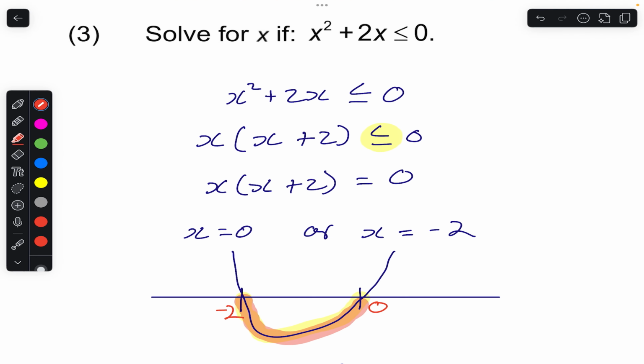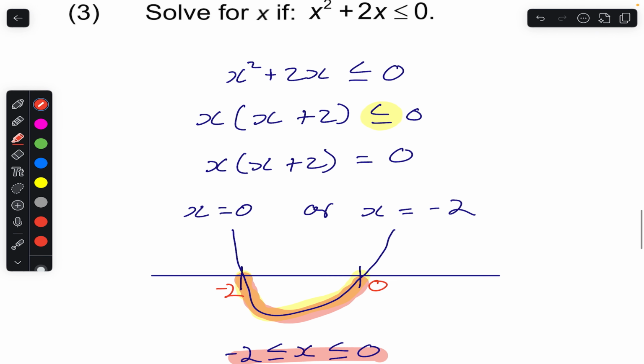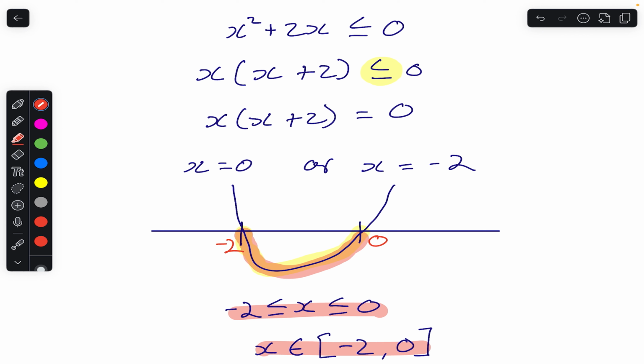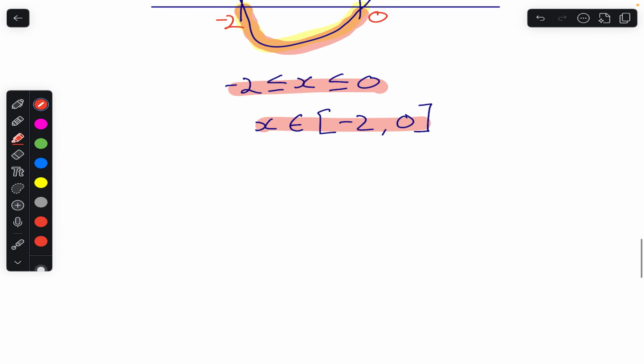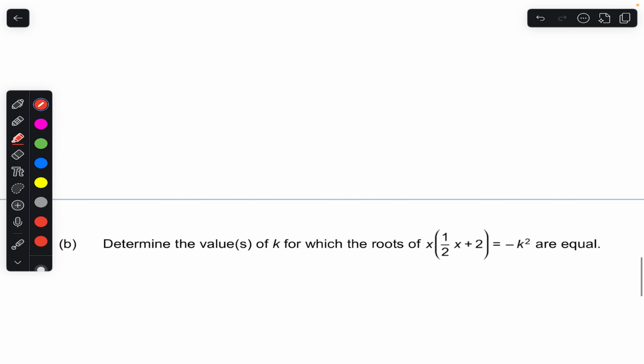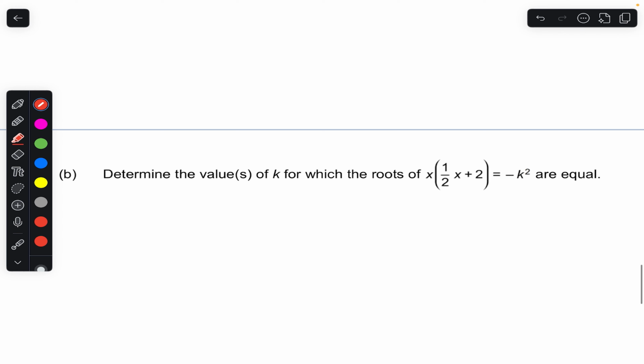Hi everyone, in the previous video we looked at how to solve some quadratic inequalities. We looked at drawing a sketch, and today we are going to look at how to solve problems involving quadratic equations and equal roots. So we're given an equation with a variable k, and we need to find out for which values of k the roots are equal. Let's start by simplifying and applying some algebra techniques.